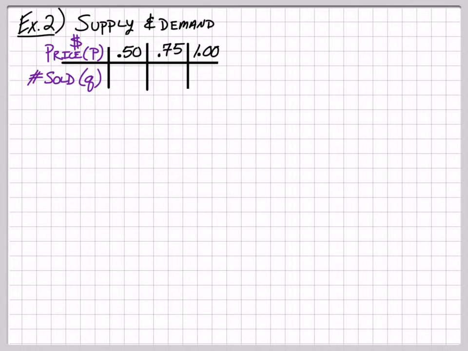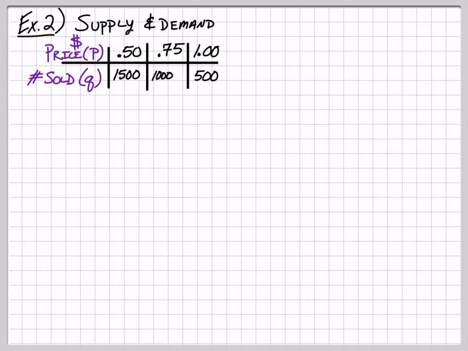I'm not sure. The number sold, you could probably guess what the trend's going to be, right? If it's cheap, you sell more. You double the price, you don't sell as much. So I'm going to give you values for that too. So the number sold, 1,500 at 50 cents, 1,000 at 75 cents, and then 500 at $1. So we've got a table here.